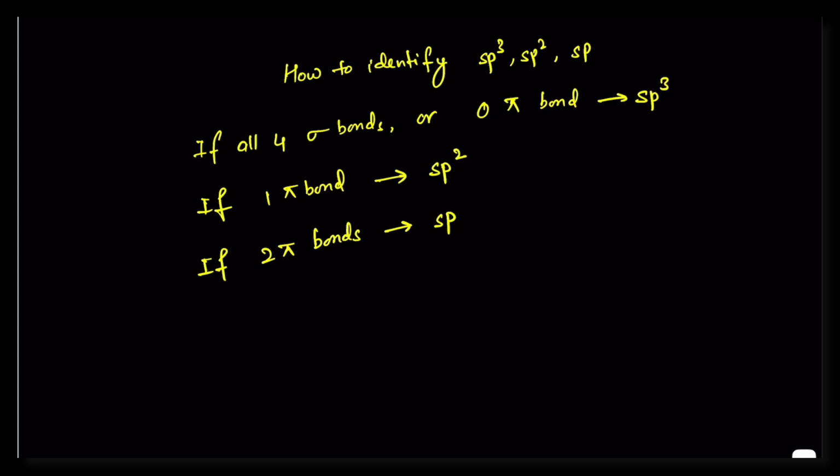Now let's see the structure of methane. There are only sigma bonds present here. So this is going to be an sp3 hybrid carbon. Okay, so all of these bonds are between the s orbital of hydrogen and the sp3 hybrid orbital of carbon.